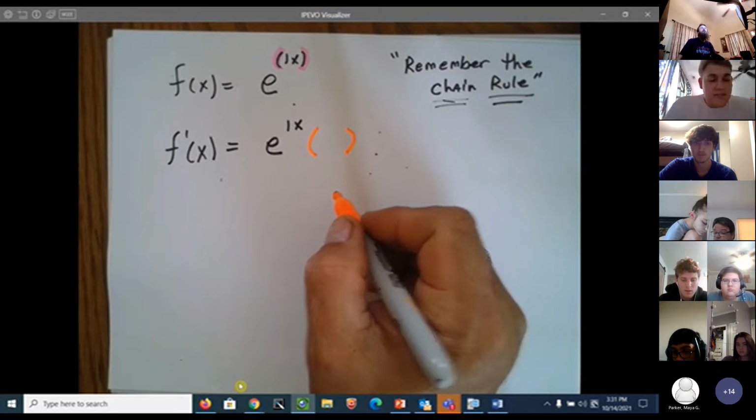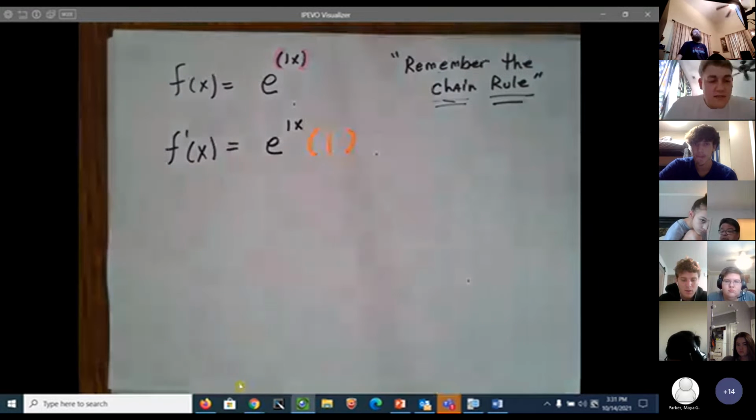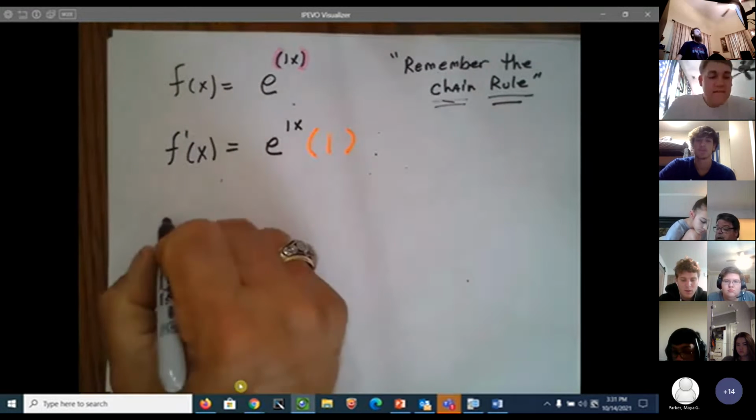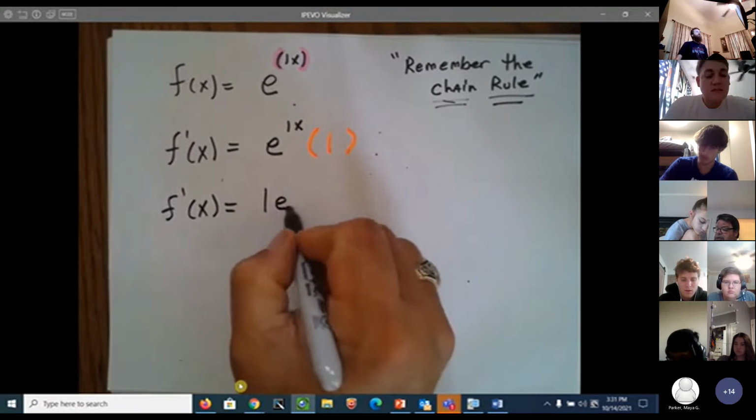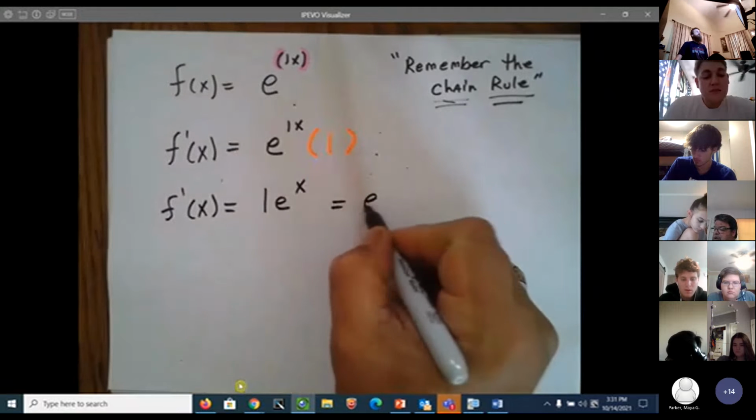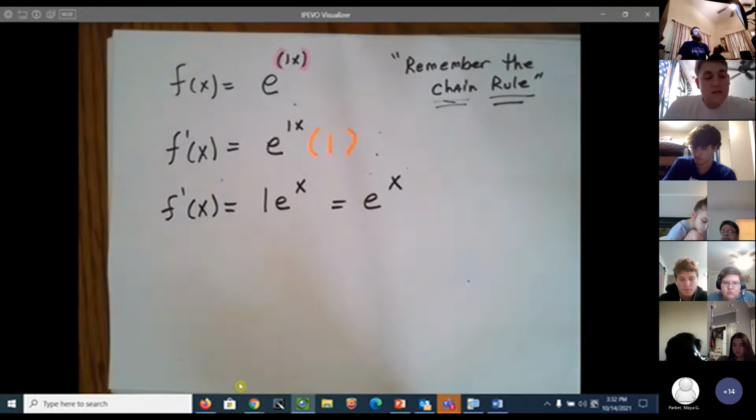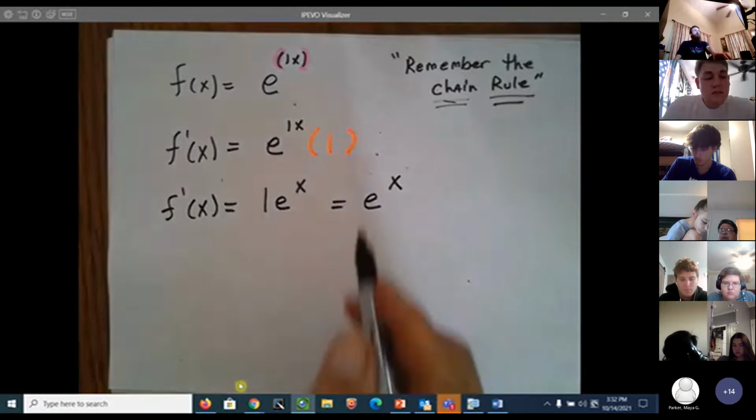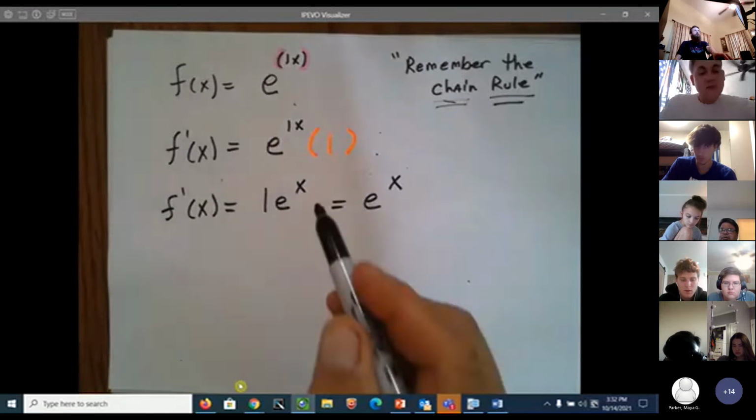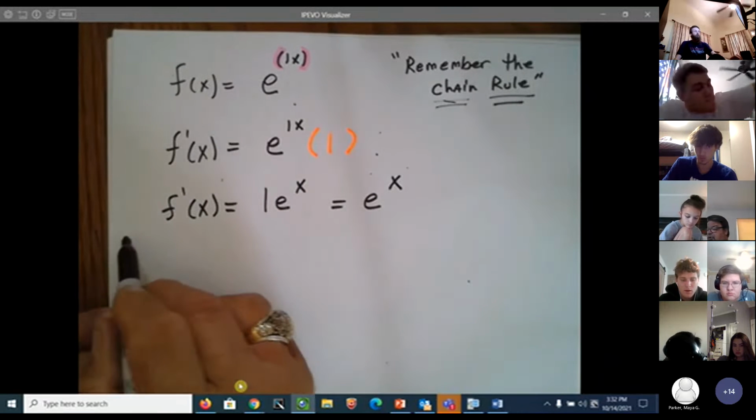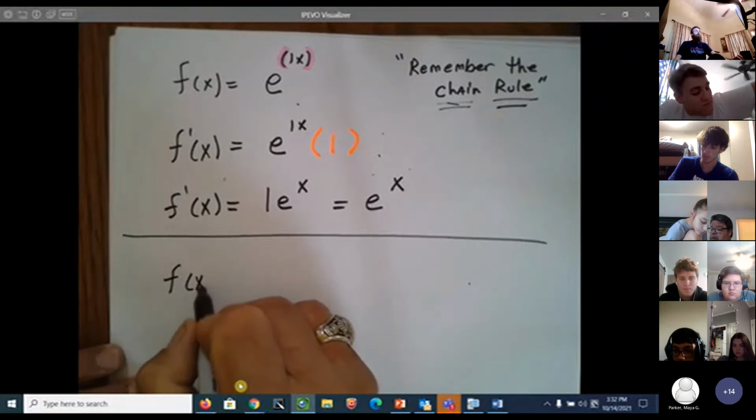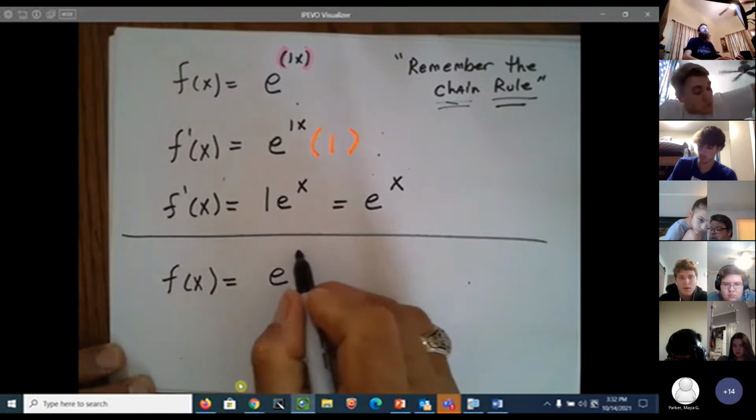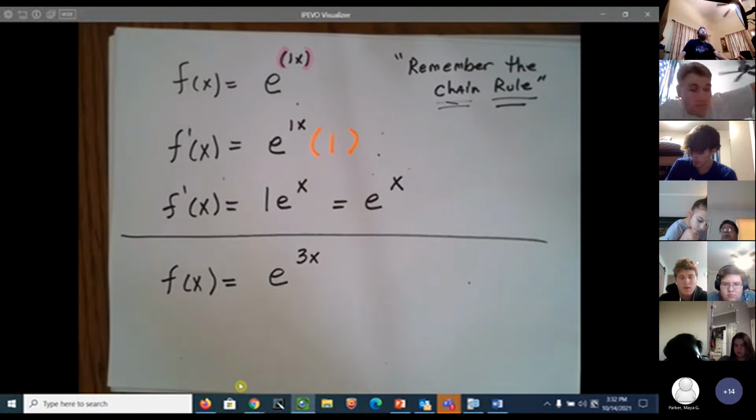So now I rewrite it as f prime of x is equal to 1 times e to the x, which is equal to e to the x. Now, why do I want you to learn this? Because if I give you this on a test, which I will, y'all will get it wrong.